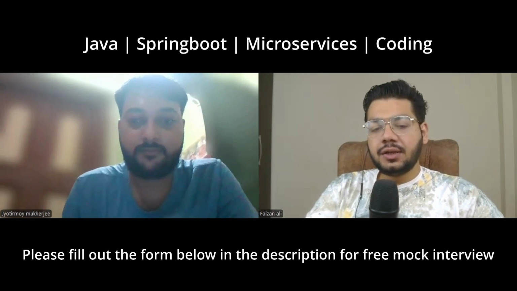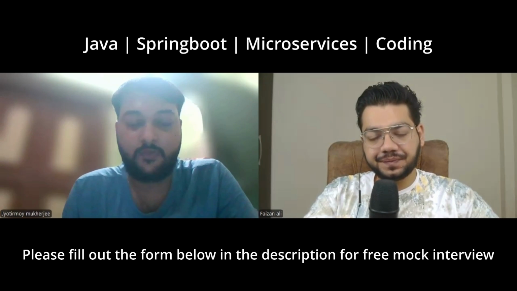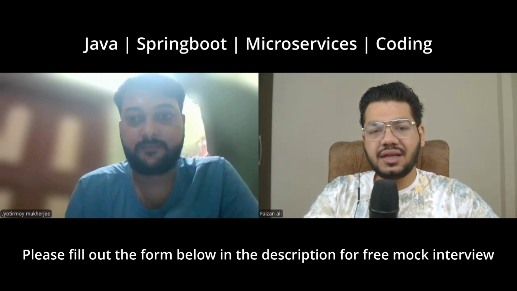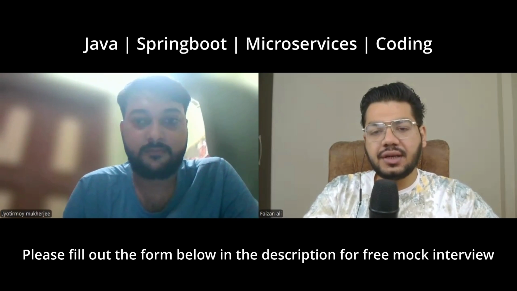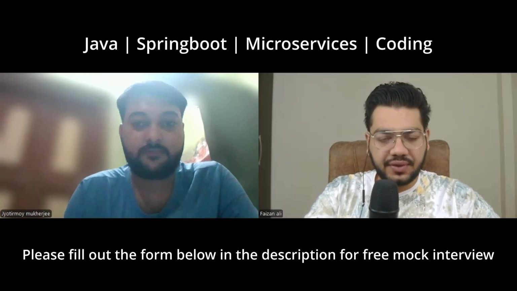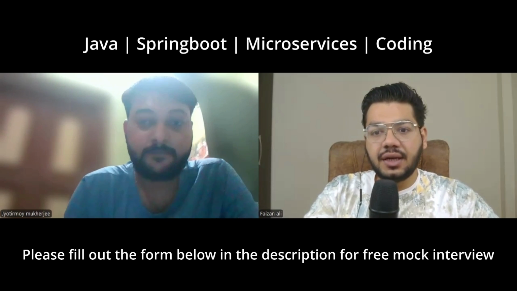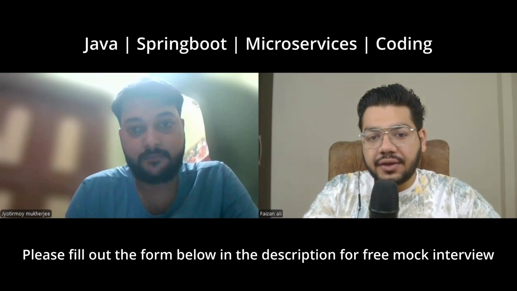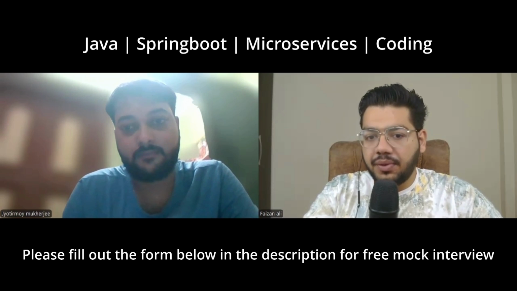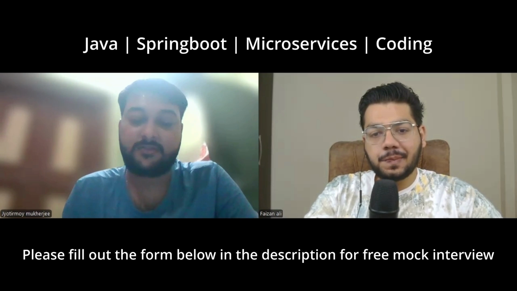So can you tell me the difference between fail-fast and fail-safe iterators? No, I'm not aware of it. Okay, it's fine. Basically, fail-fast iterators, for example in HashSet, throw ConcurrentModificationException if modified during iteration. These are fail-fast. Iterators that allow iteration by working on a copy or segmented data are fail-safe, for example CopyOnWriteArrayList and ConcurrentHashMap. Did you get it? Yes.